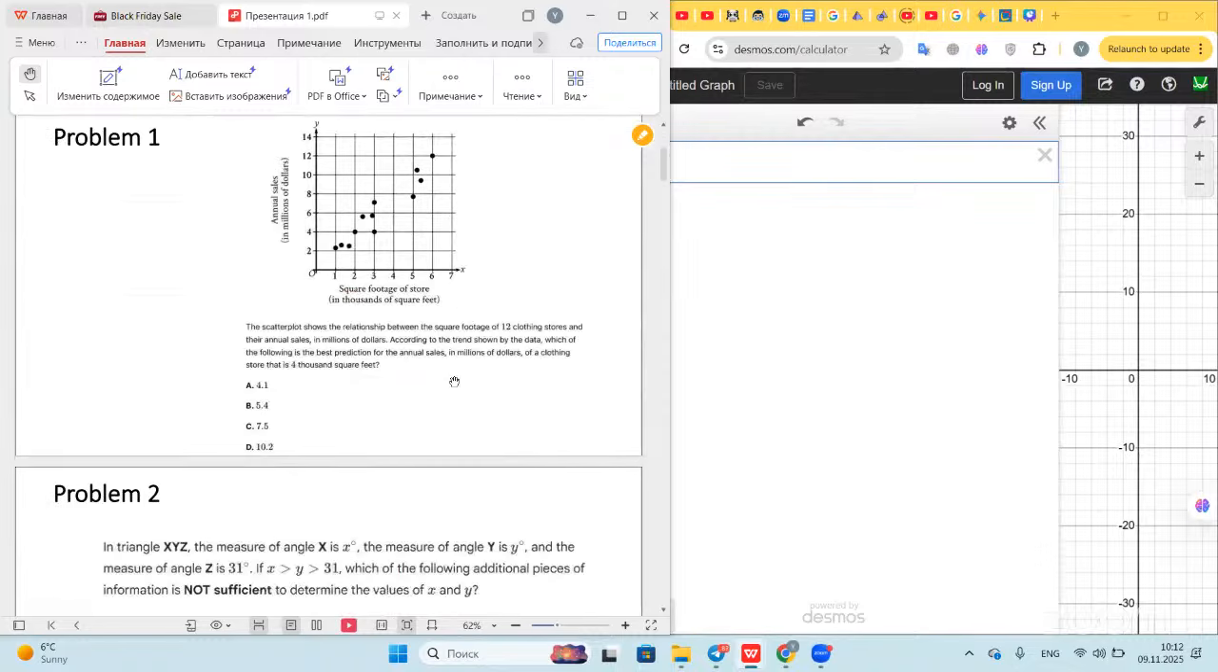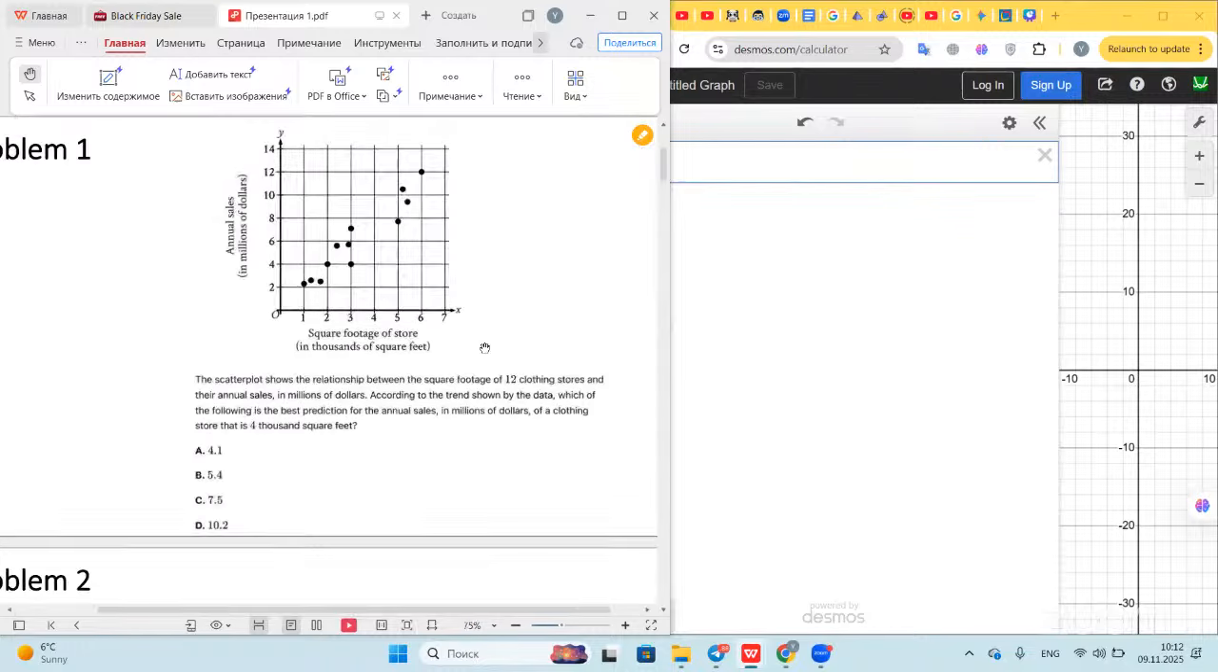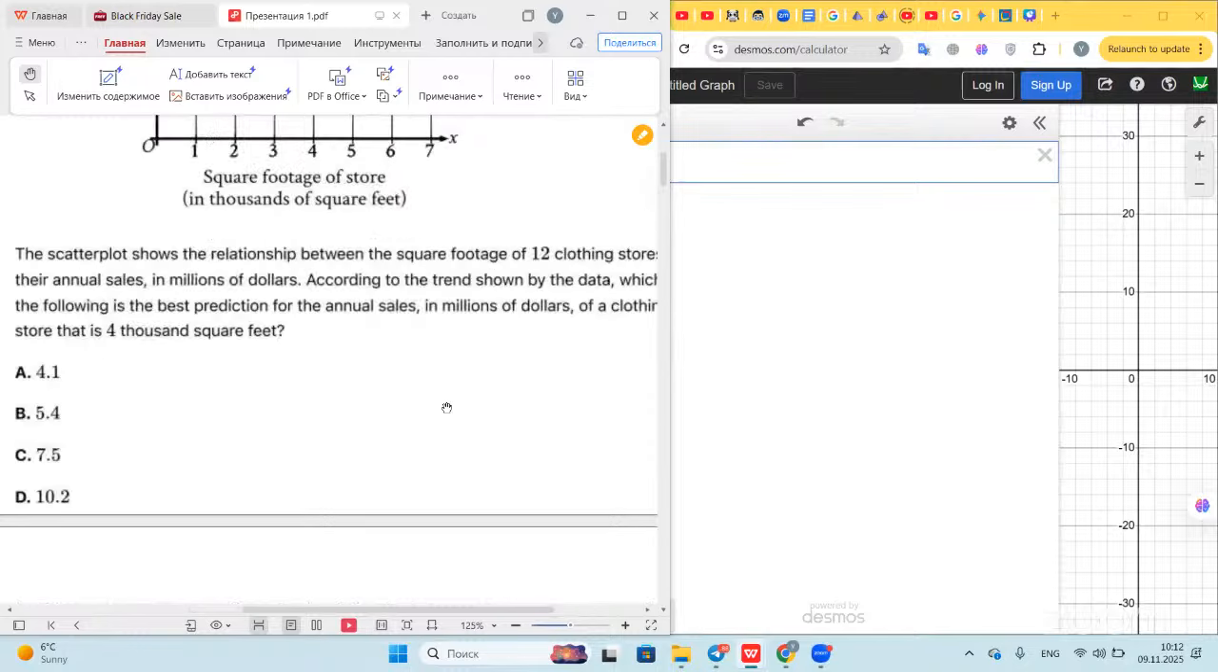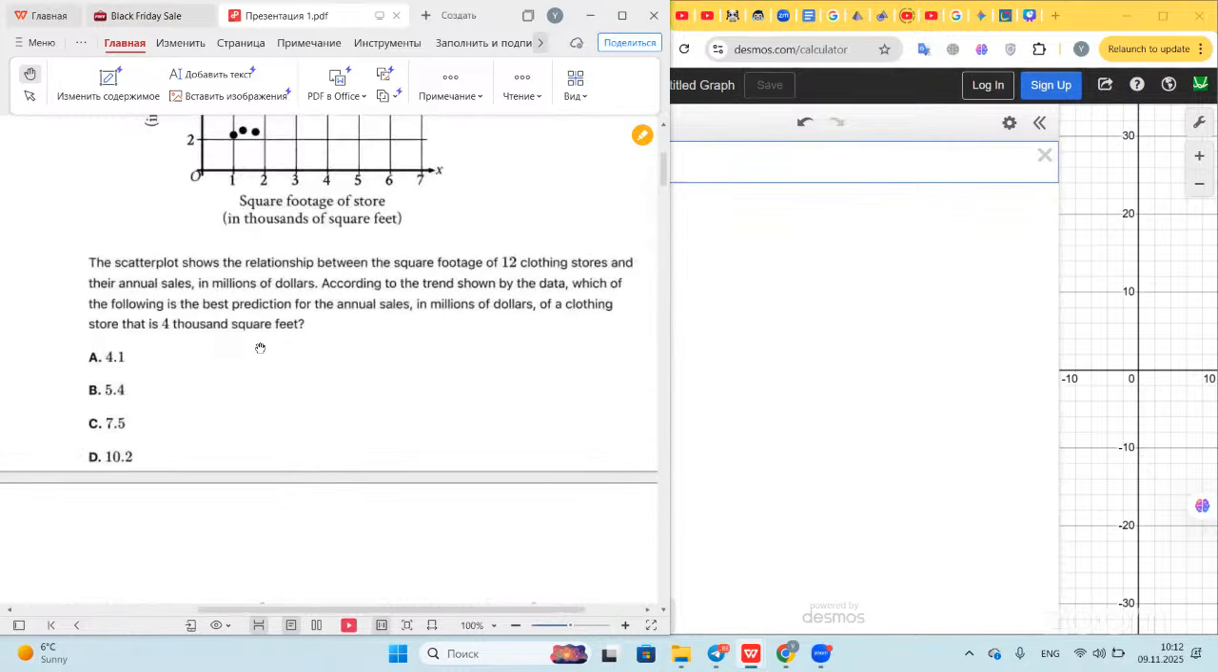So guys, please let me know if any problem here. First question. This question appeared on the real SAT test and we will discuss it together, guys. A scatter plot shows the relationship between the square footage of clothing stores and their annual sales in millions of dollars. According to the trend shown by the data, which of the following is the best prediction for the annual sales in millions of dollars of a clothing store that is 4,000 square feet? 4,000 square feet, guys.